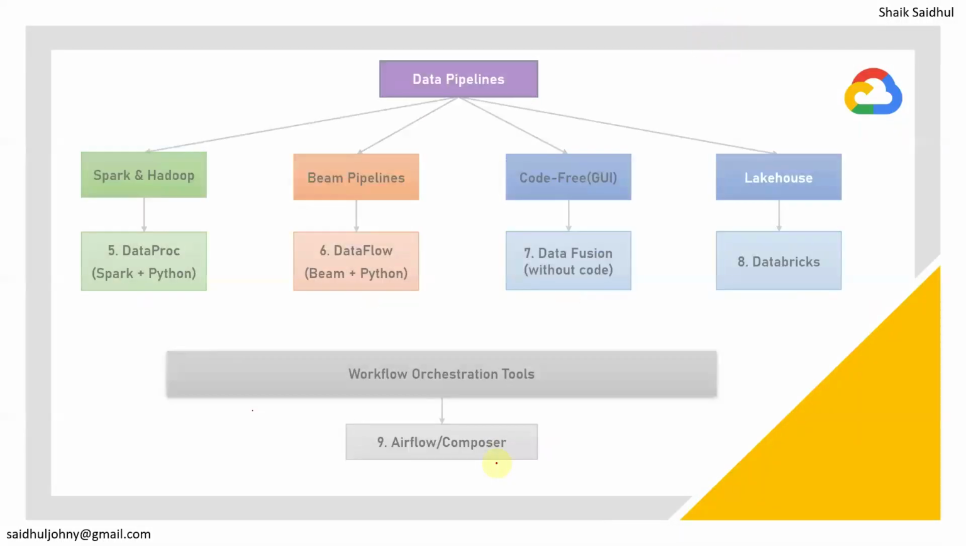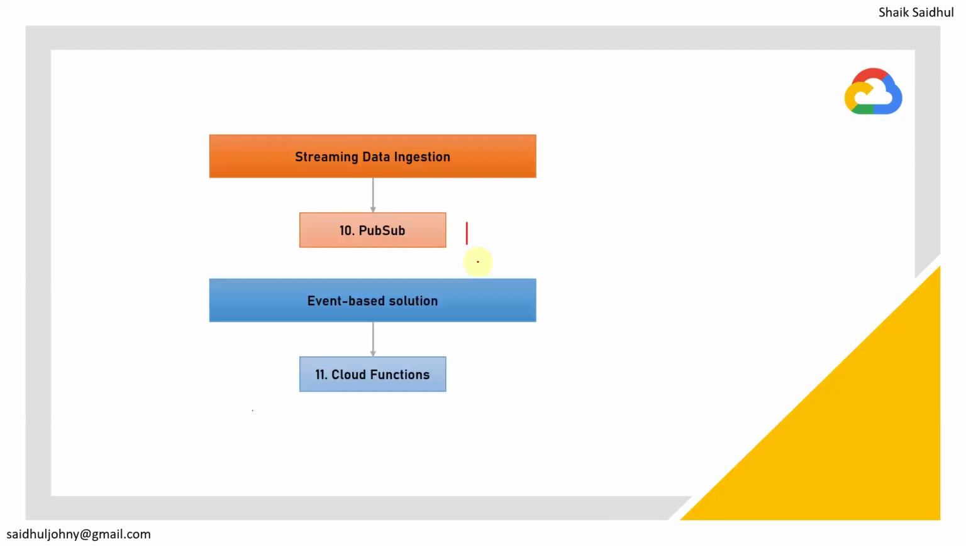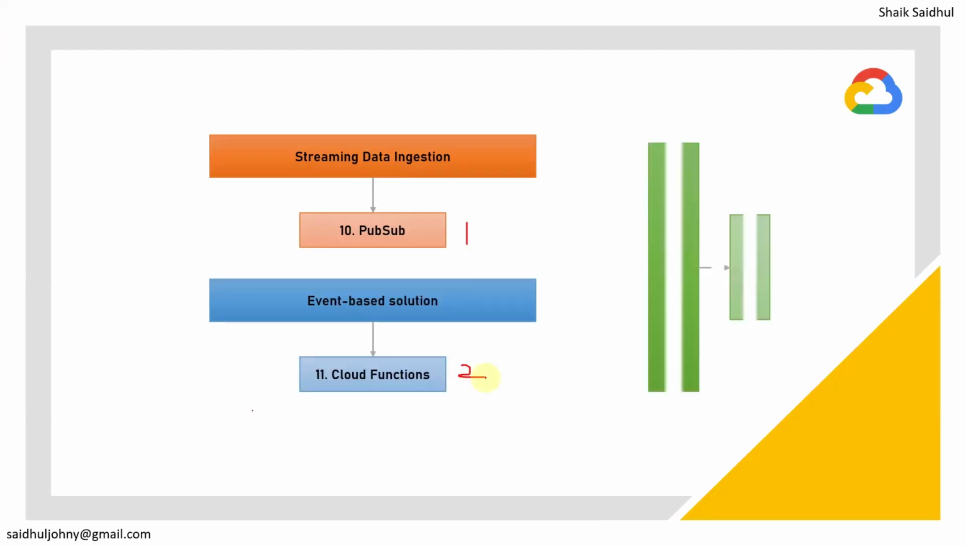Okay. Then we are also covering the streaming data ingestion service, that is Pub/Sub, 1. And the event-based solution, that is Cloud Functions, 2. And a complementary topic, that is 3, Terraform. So here we are having 3.